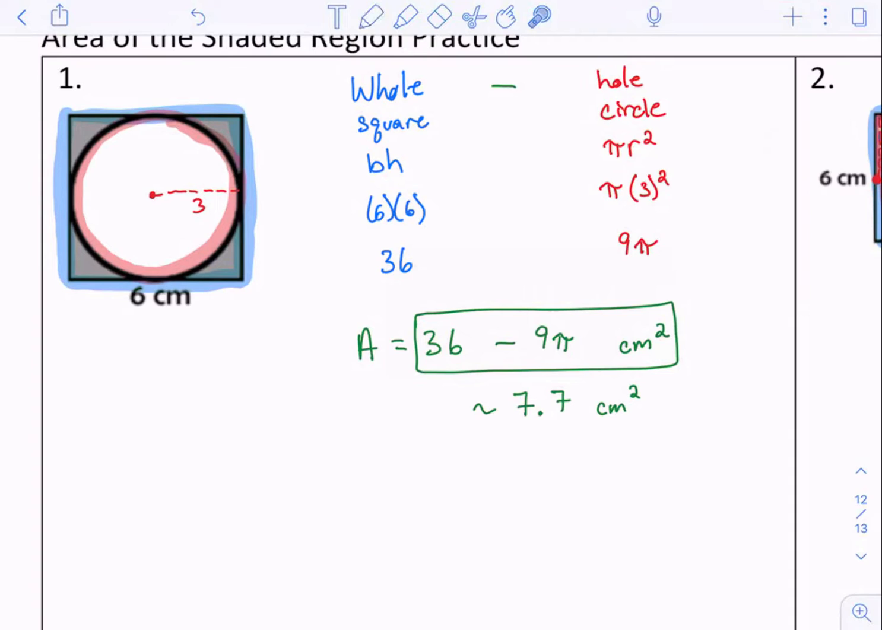So look at number 1. You have a square minus a circle. Notice that the radius is half of the diameter. That's why it was 3. And your exact answer in terms of pi, or to the nearest tenth, 7.7.